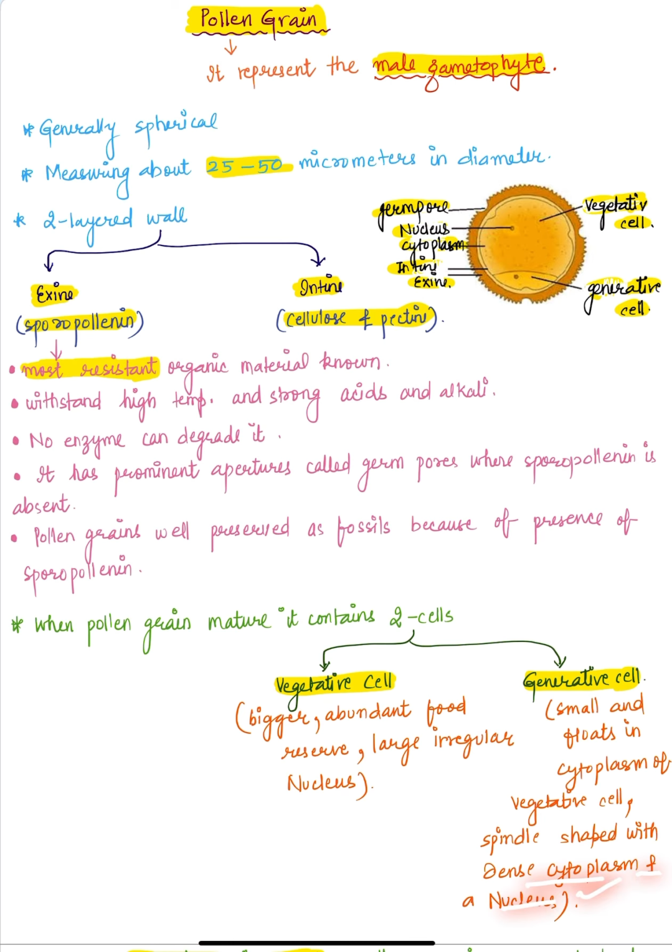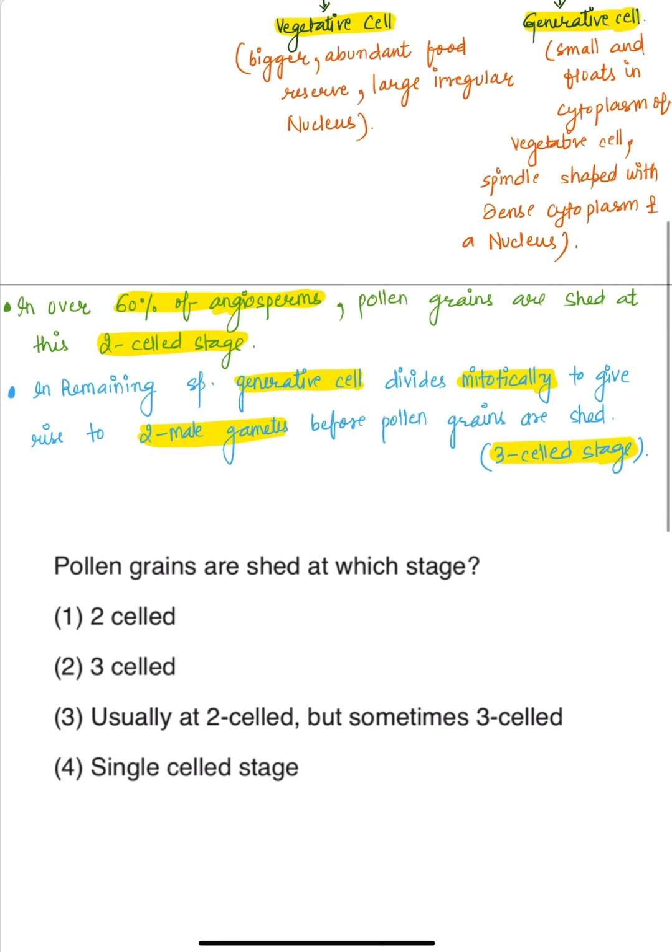In over 60% of angiosperms, pollen grains are shed at the two-celled stage. In the remaining species, the generative cell divides mitotically to give rise to two male gametes before pollen grains are shed. This stage is the three-cell stage.